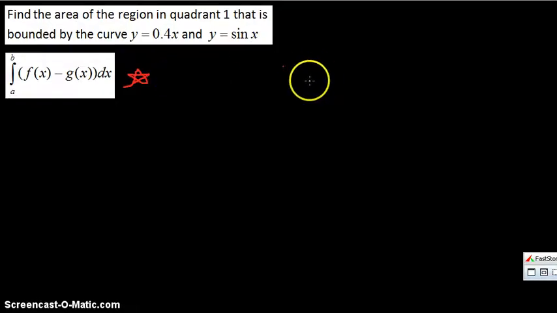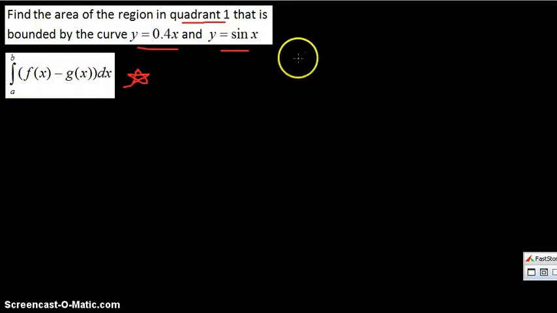Alright, so here I have an example that wants us to find an area bounded by the two equations y is equal to 0.4x and y is equal to sine x. However, they specifically say that they only want us to find the area that's bounded by those two equations in quadrant 1. So we are only looking at quadrant 1 here.